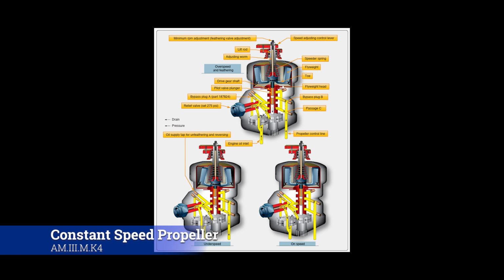However, if you were to slow down, the speeder spring gets more of an advantage, which causes the flyweights to come in, which then reduces the amount of oil, which then goes to reduce the amount of pitch on that prop.